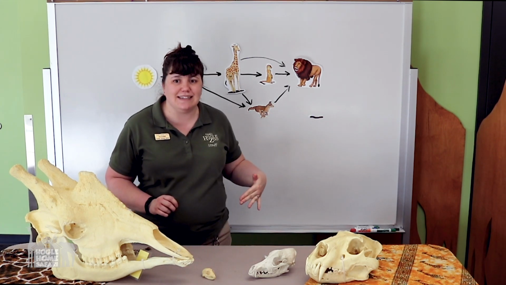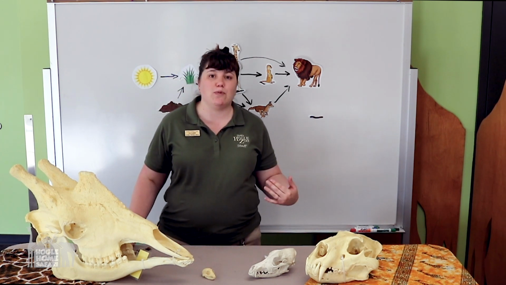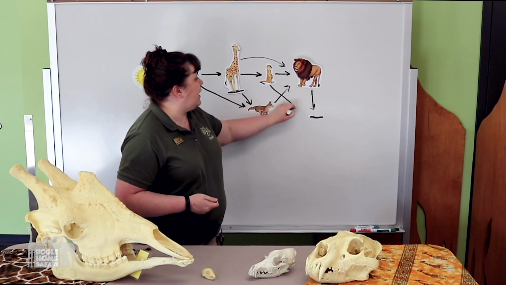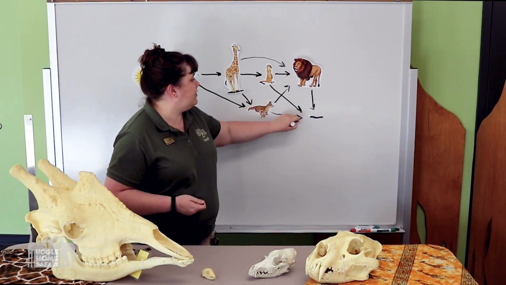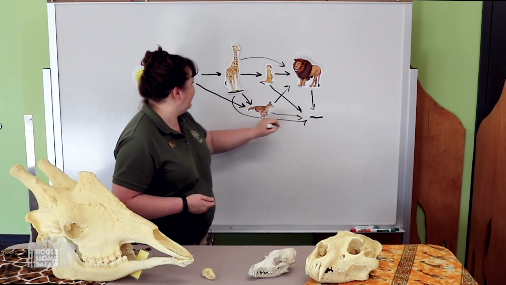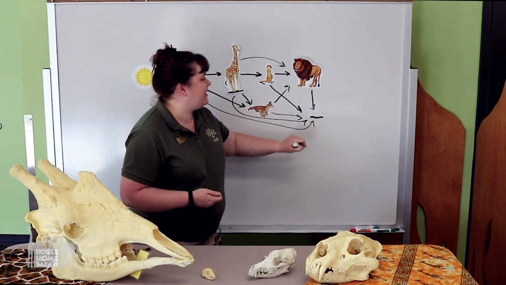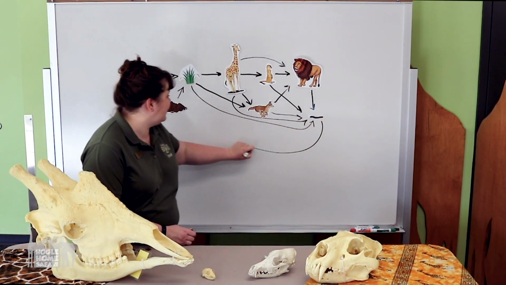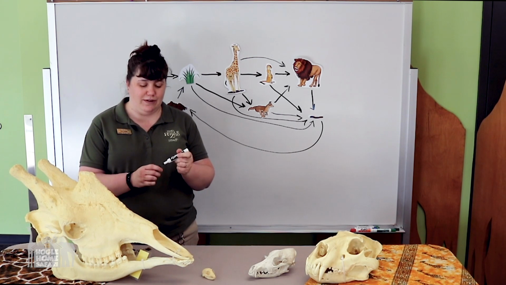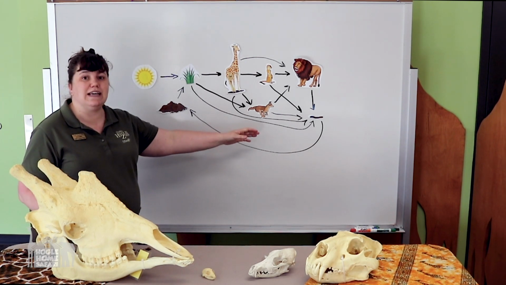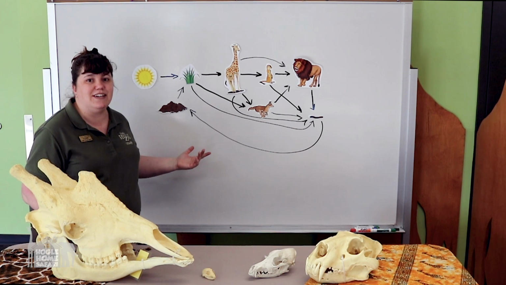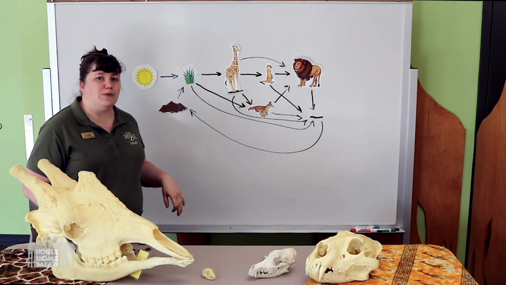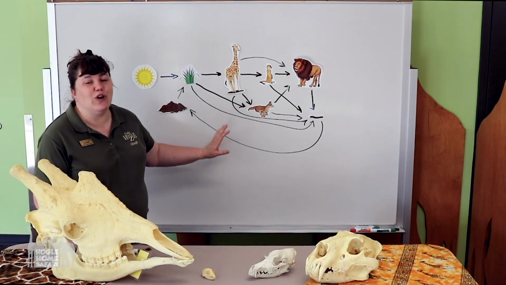Anytime anything dies, it needs to get decomposed and broken down. So if the lion dies, or the meerkat, or the jackal, or the giraffe, or the grass, they can all be decomposed and their nutrients get returned to the soil. Decomposers are things like insects, fungi, bacteria, all the things that break things down so that the nutrients can be reused. This is a total food chain.